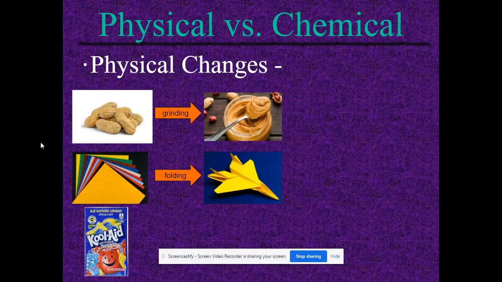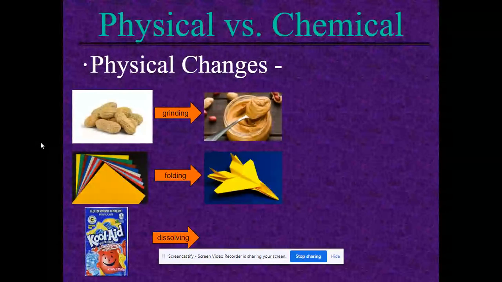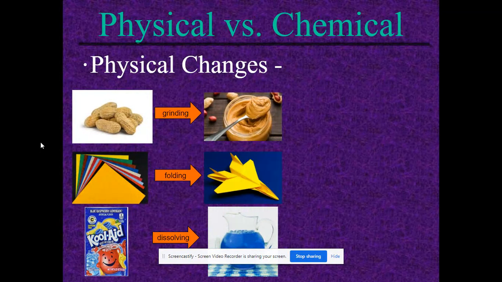I said before, Kool-Aid. You take Kool-Aid and dissolve it into water, and you make Kool-Aid. You could get those two things separated again by the process of distillation, which separates substances based upon boiling points, or by the slow process of evaporation.